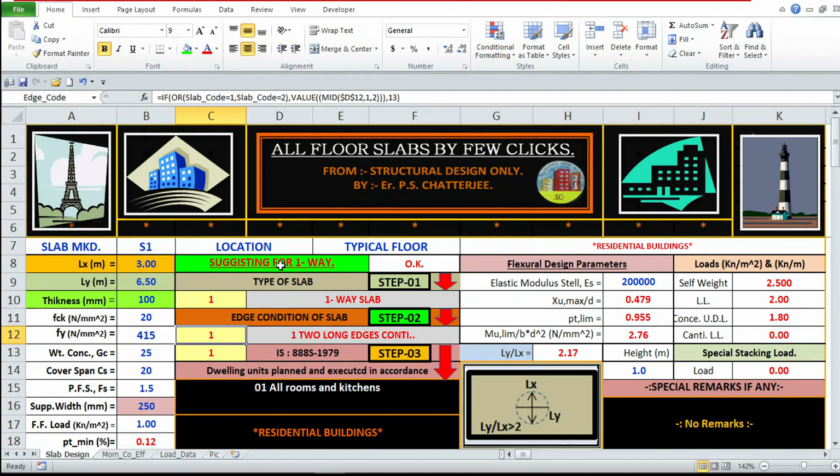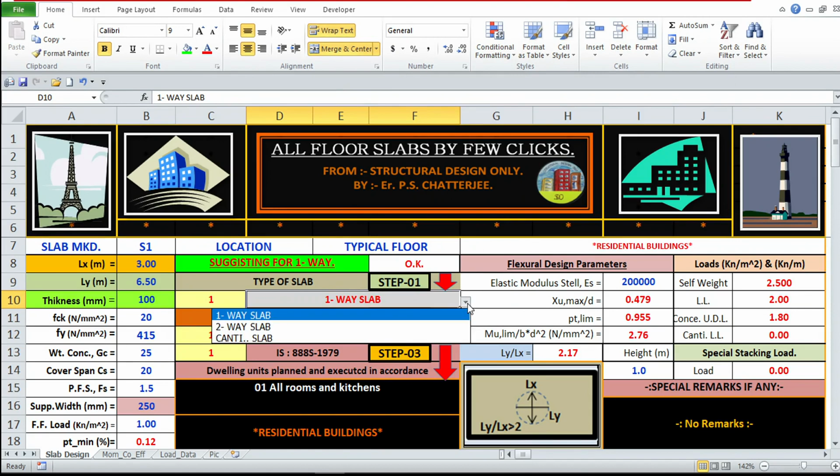Now the suggestion, according to the length, is Ly by Lx greater than 2. So it is a one-way slab. Now from step 1, we have to choose the type of slab. It is one-way, two-way. If we put here two-way, not applicable. Suggesting for one-way, and this is not applicable, so I have written here NA. So I'm changing to one-way slab.